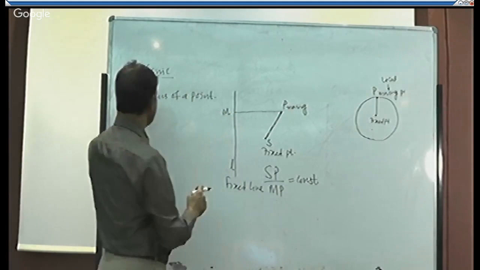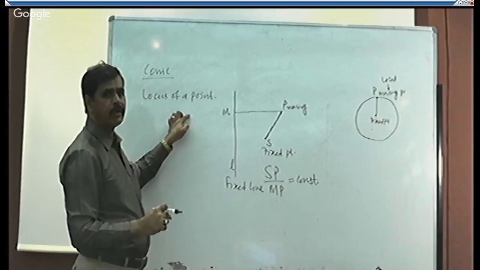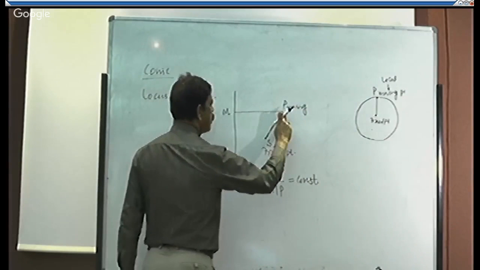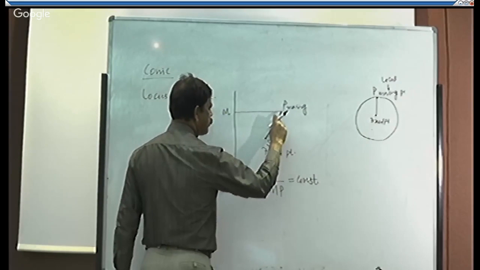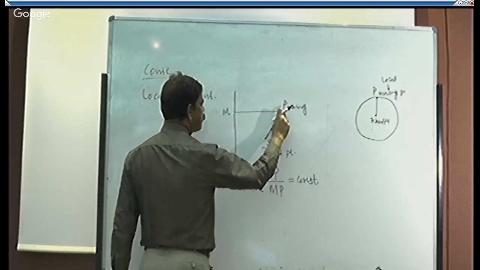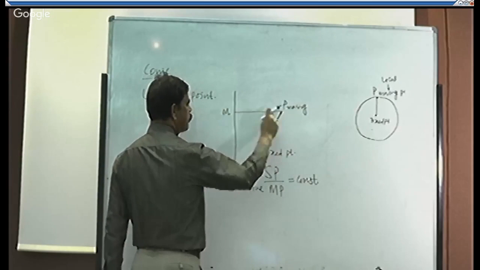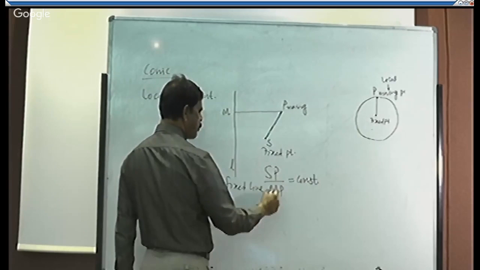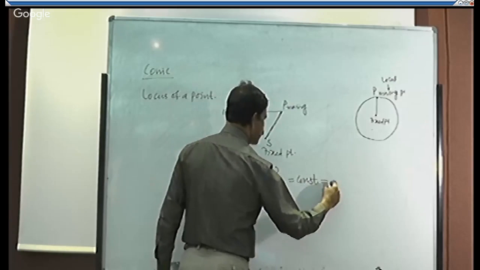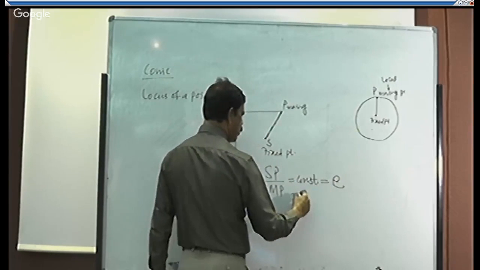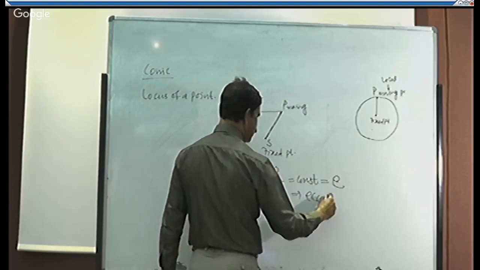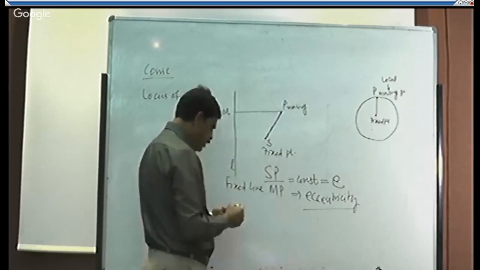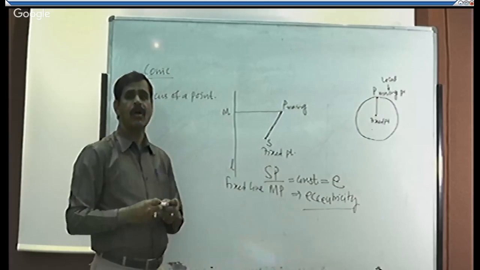Okay, you got it. A conic is the locus of a point which moves such that the ratio of its distance from a fixed point to its perpendicular distance from a fixed line is always constant. The ratio SP by MP is equal to a constant, which we call E. This is known as eccentricity. This is the definition of a conic.